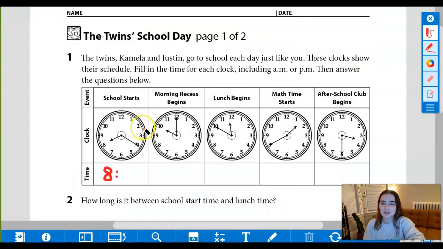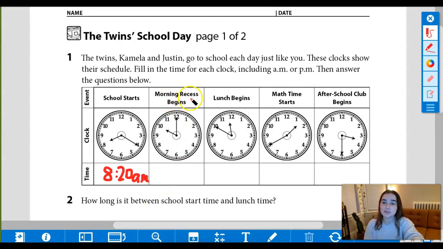Okay, so we know that this clock is saying it's 8 o'clock, and the larger hand is pointing to the 4. We know that when we start at the 12, we go up by 5 minutes. 5, 10, 15, 20. The time is 8:20. And does school start at AM or PM? School starts in the morning, so it'd be 8:20 a.m.